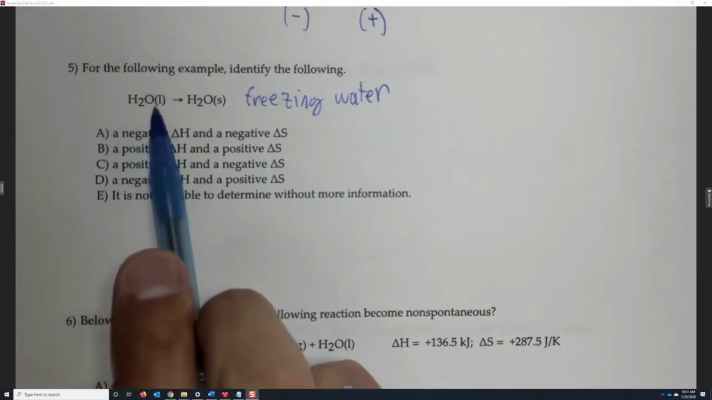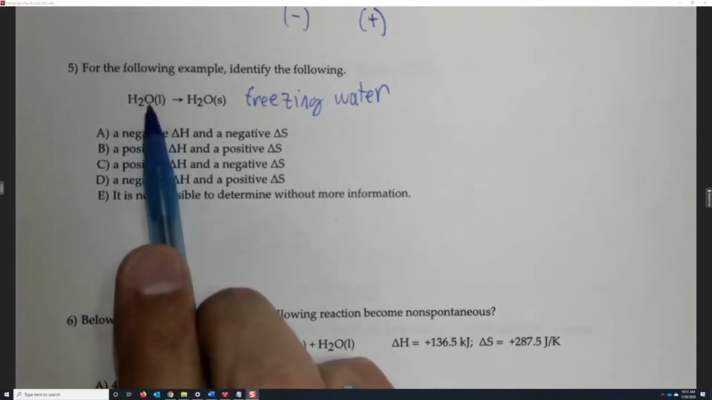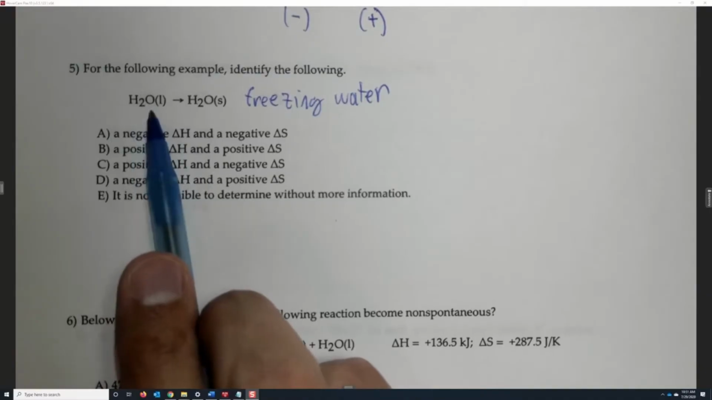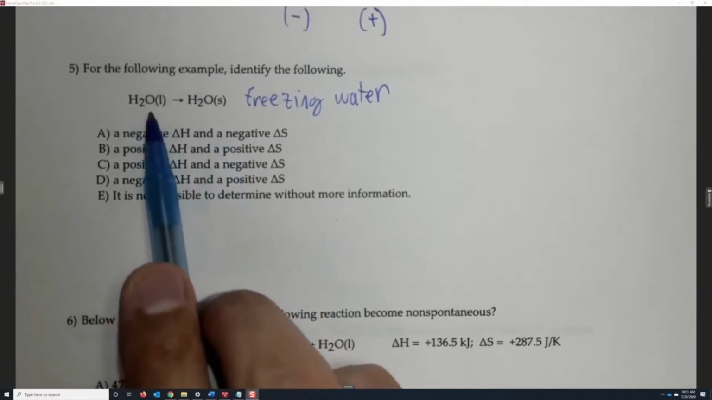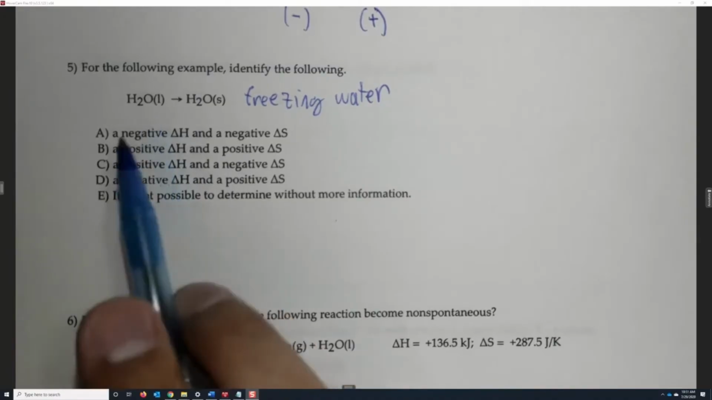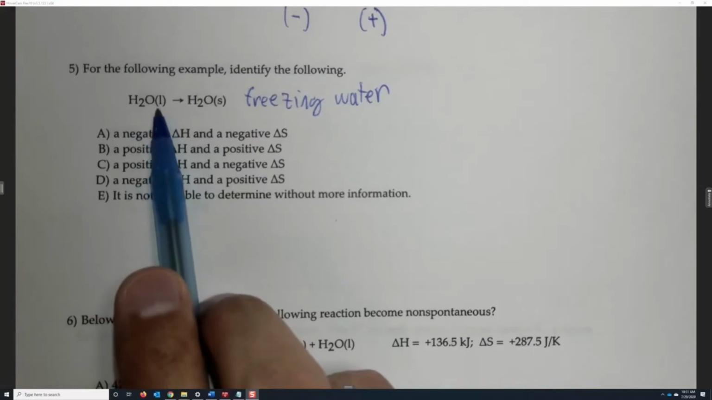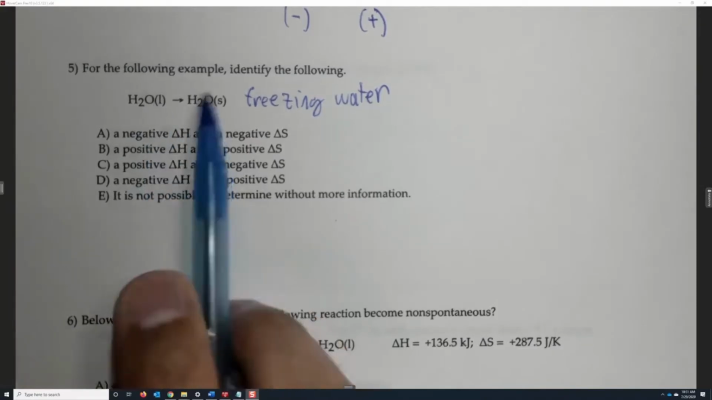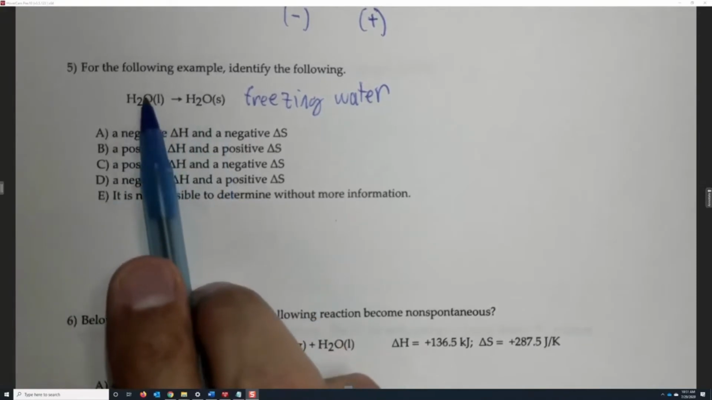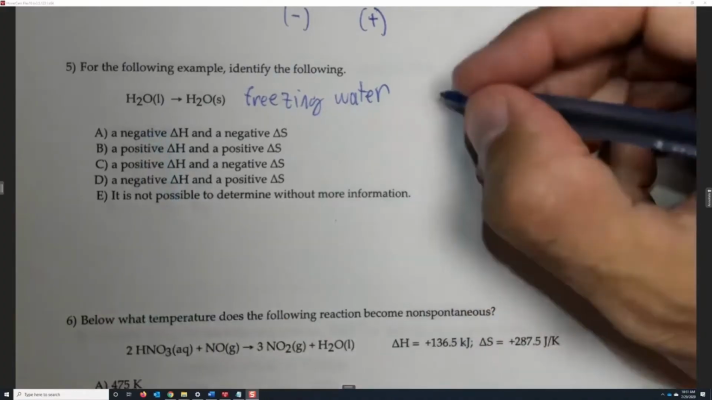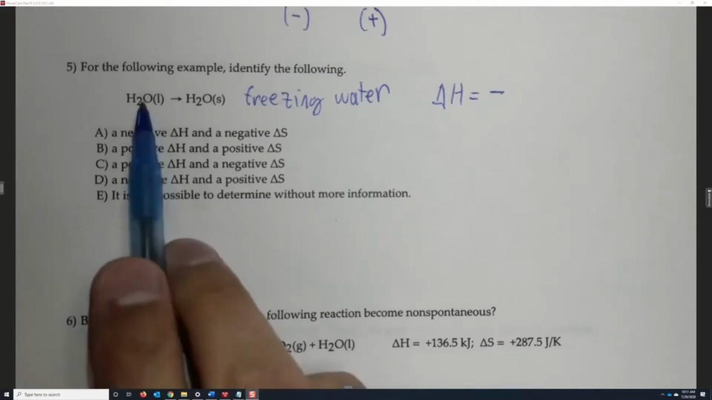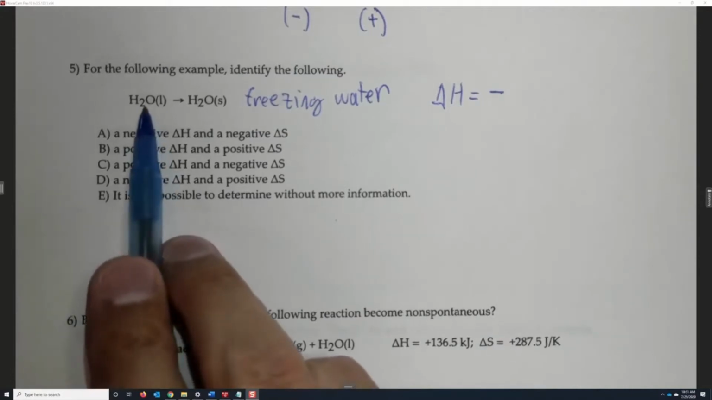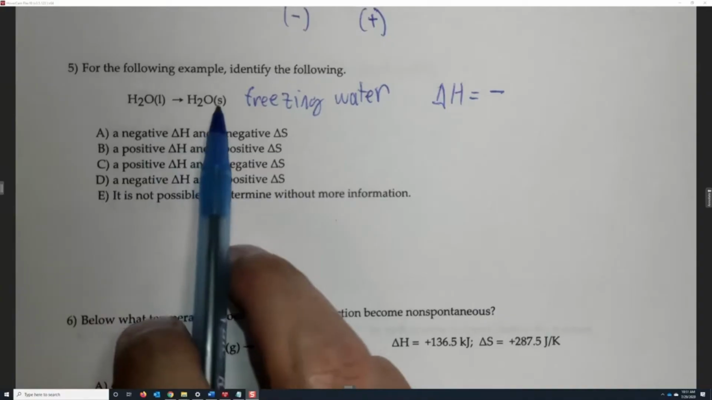If we think about liquid water, do we need to put heat energy into the liquid water to make it freeze? Said another way, if we have to put heat energy in, then delta H would be positive. Or do we have to take heat energy away from the liquid water to get it to freeze? The water here is the system, and we have to take heat energy away. So with respect to this water as a system, delta H is negative. We have to take heat energy away from water to get it to freeze.